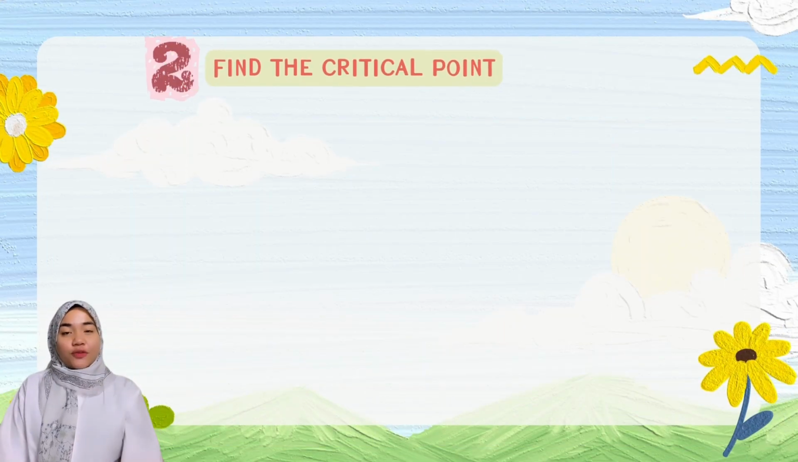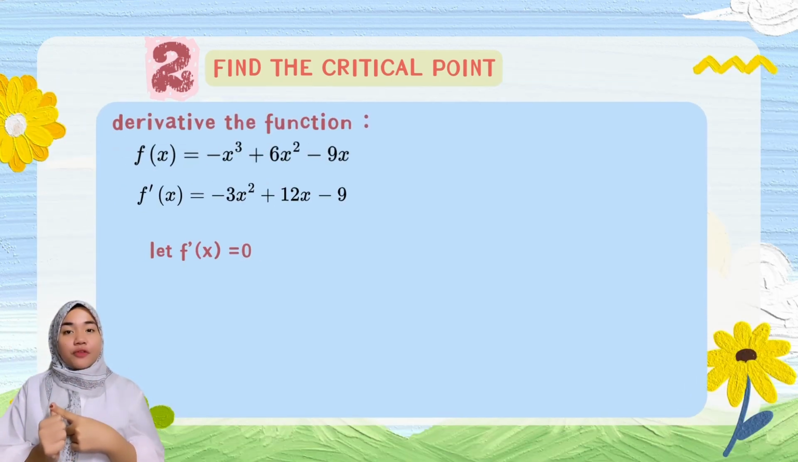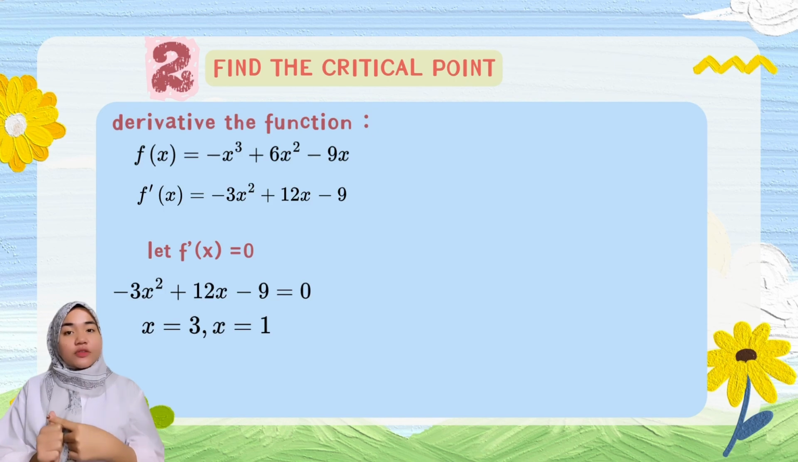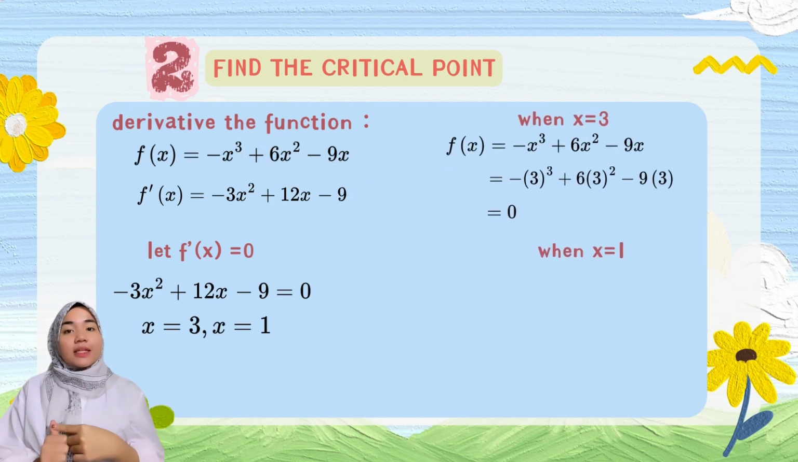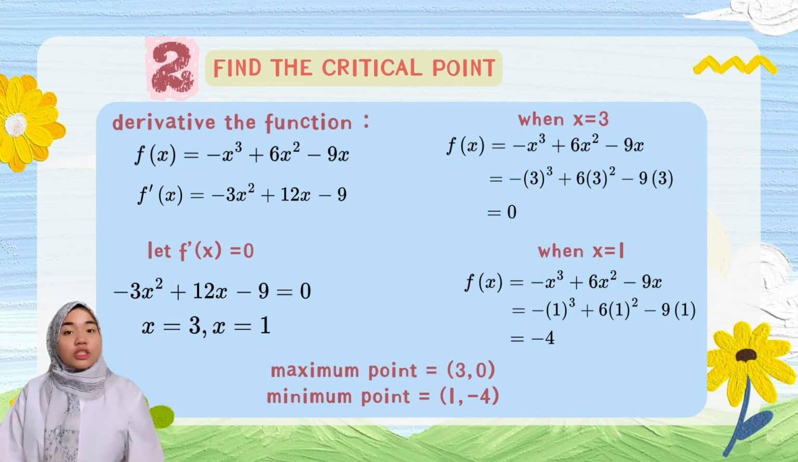Second, you need to find the critical point. First of all, you need to differentiate the function. After you differentiate the function, also known as f prime x, you will let the f prime x equal to 0, and you will get the x. After you get the x, you need to substitute it into the original function, which is the function given, and you will find the maximum and minimum point.